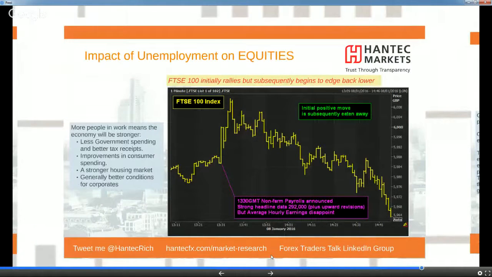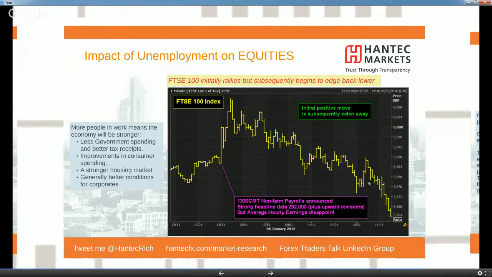Okay, impact of unemployment on equities. Here we see, this is interesting, because here we see again the January report. We had those strong headline payrolls of 292. FTSE rallied on the back of that. You can see that. This is a 1-minute chart, so it rallied for about 4 minutes before again turning round. So all these markets do tend to move in lockstep, pretty much. You don't often get markets moving out of sync on the payrolls report. You do tend to see them all moving in lockstep.